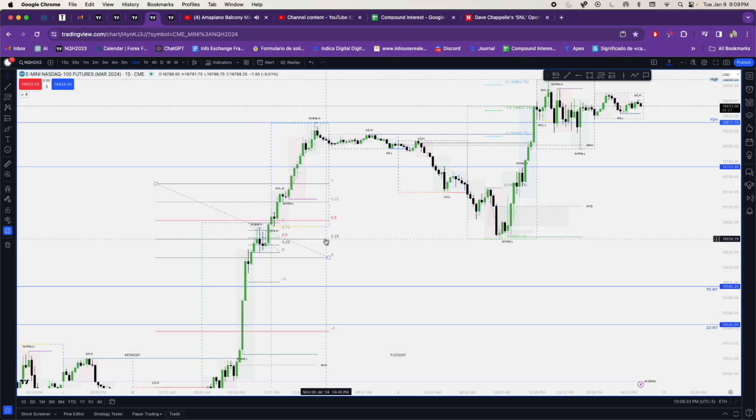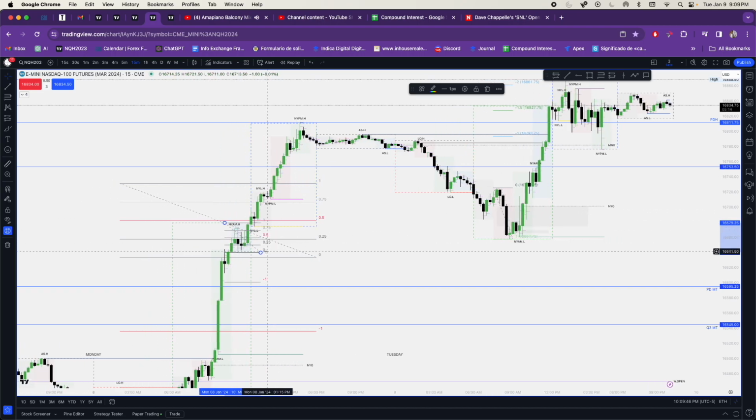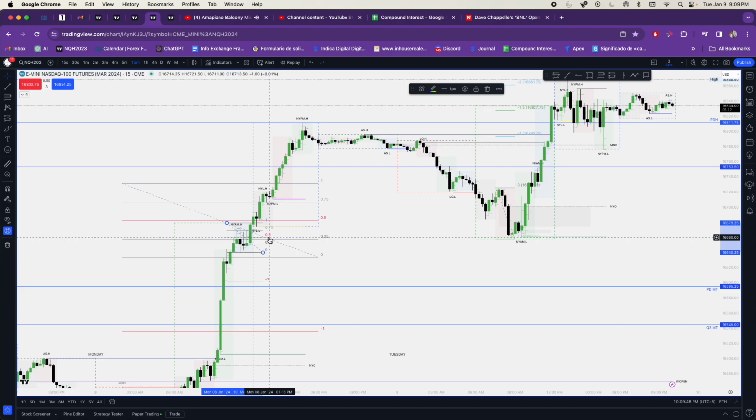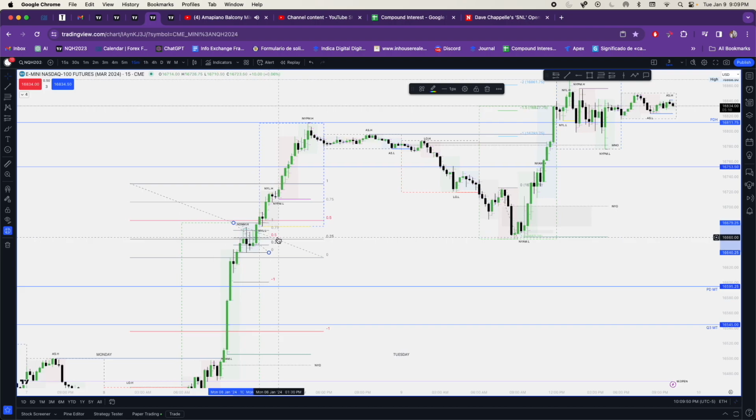Oh yeah, by the way, here, this is the fair value gap on the 4 hour. Look how 0.25 lines up with 0.5 of this Q4, right? It's perfect, perfect price action. When I see these confluences, this gives me more confidence to go in on a trade.